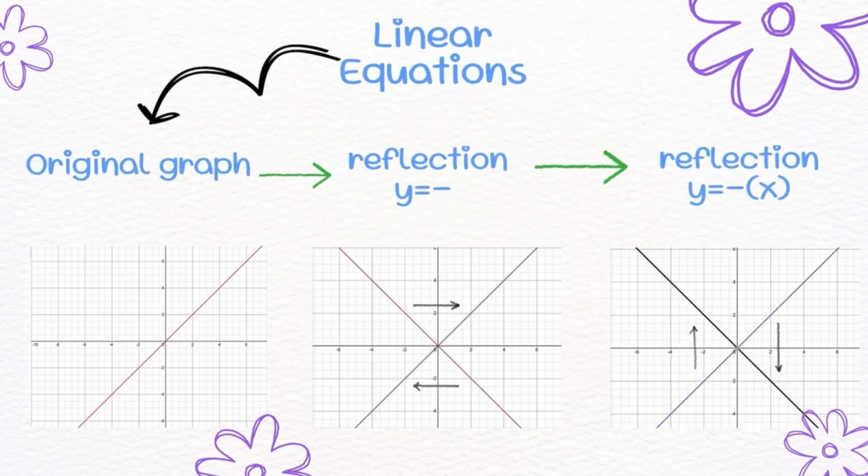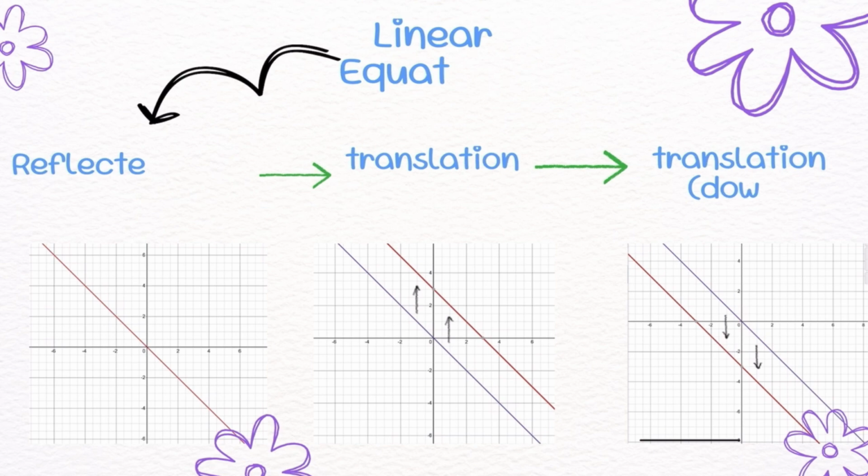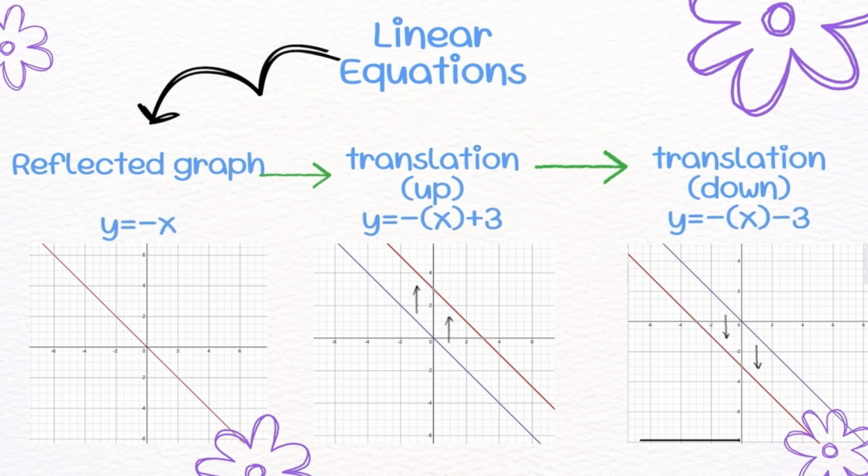This is the reflection of the original equation y equals x on both the y and the x-axis. It happens both horizontally and vertically, and they both have the same outcome. This is the translation of the reflected graph where nothing disturbs the x, causing it to move both up and down.